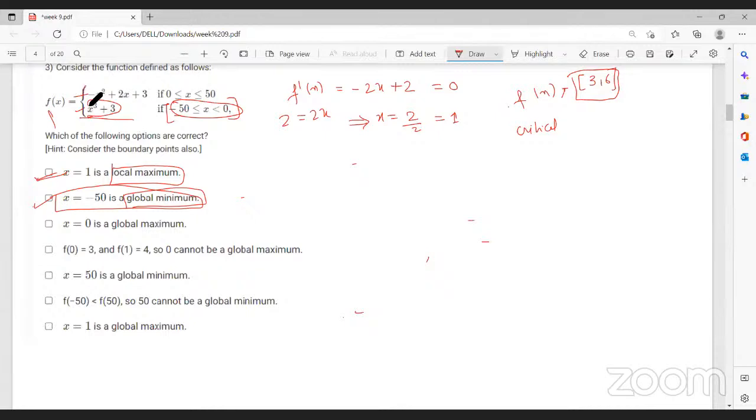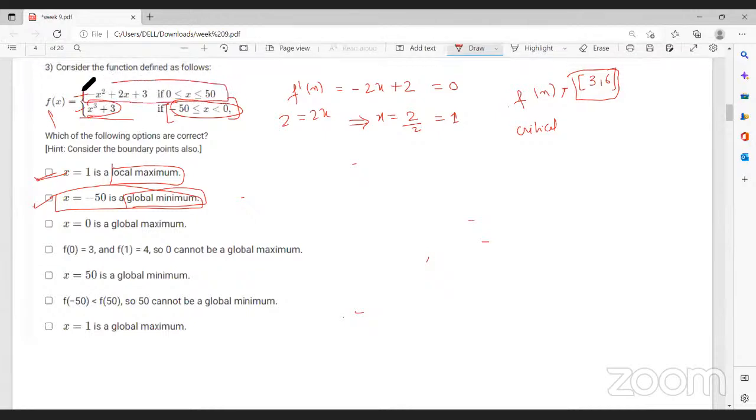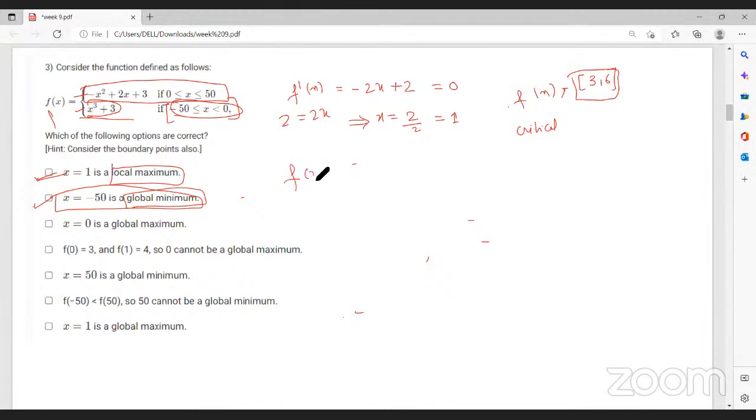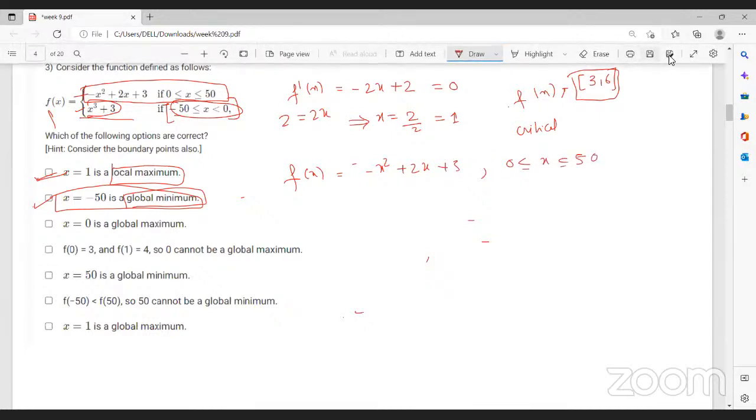Okay, just take this function. We are only considering f of x equals minus x square plus 2x plus 3, and its domain is 0 to 50. Now here we have to find out the global maxima or minima or local maxima or minima. So first we'll find out the critical points.